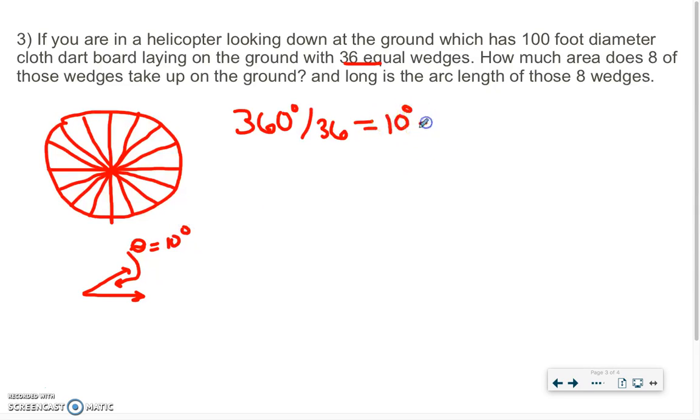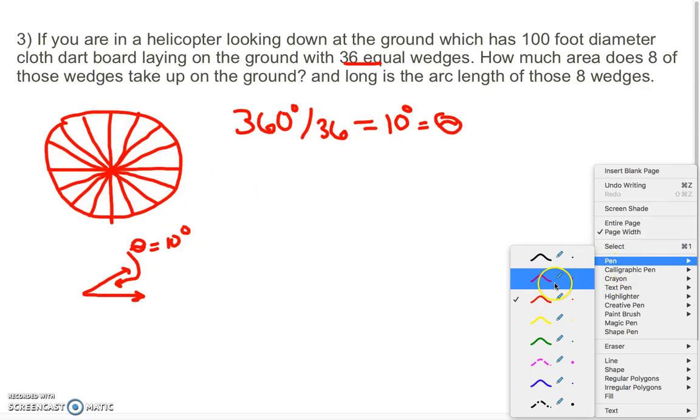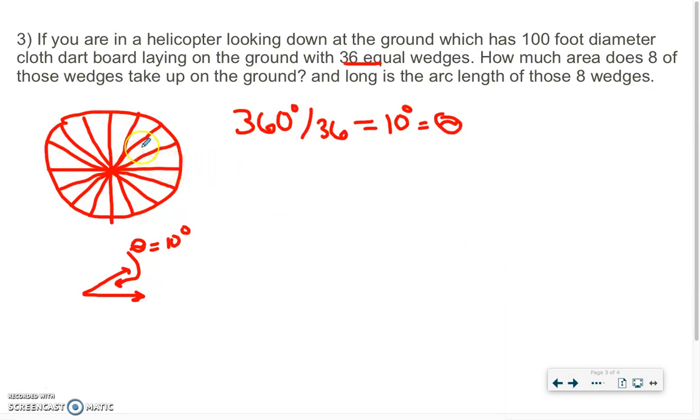This is your theta. So for every little wedge that we have, it's 10 degrees, 10 degrees, and so on, all the way until we get to 360. And we know that this distance is going to have to be 50 feet wide.